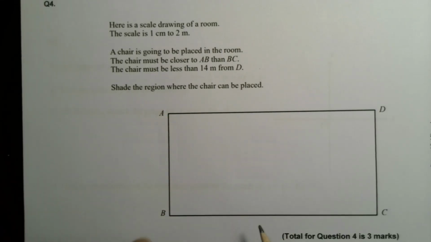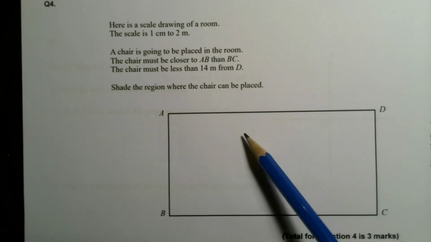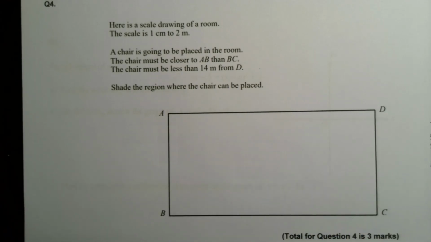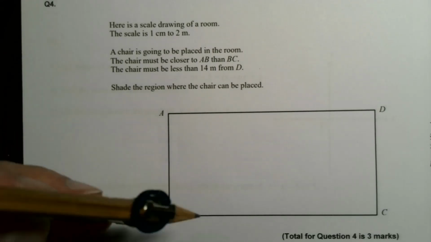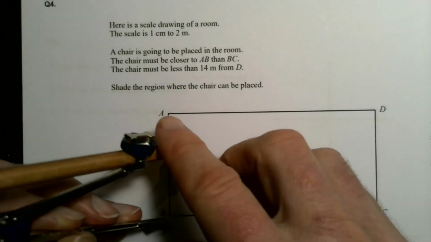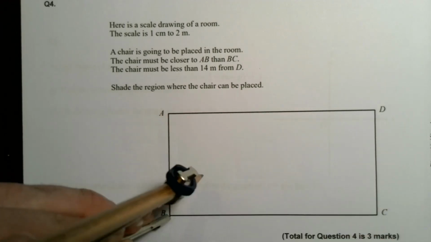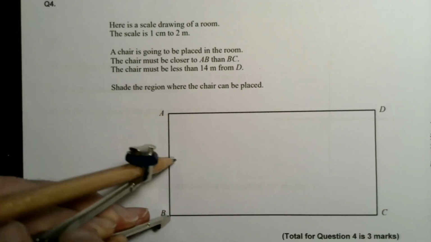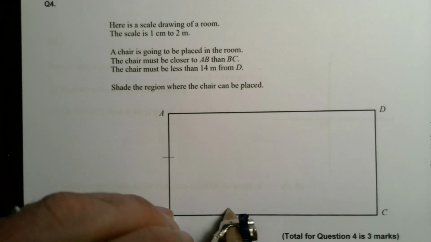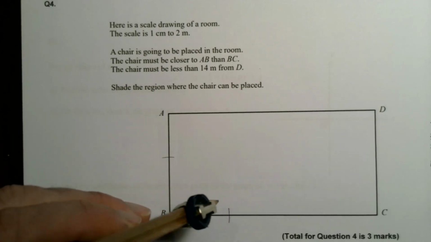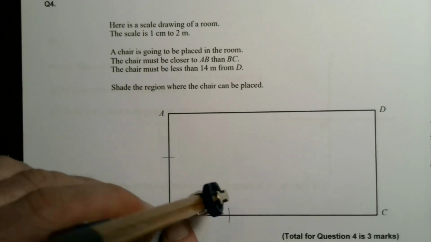Now, closer to AB than BC, we're going to need a sort of diagonal line going up here. We're going to have to bisect the angle ABC that connects AB and BC. And in order to do that, we get our compass again, and you make a couple of marks just a little way along so that they are both the same distance from the centre of the angle.